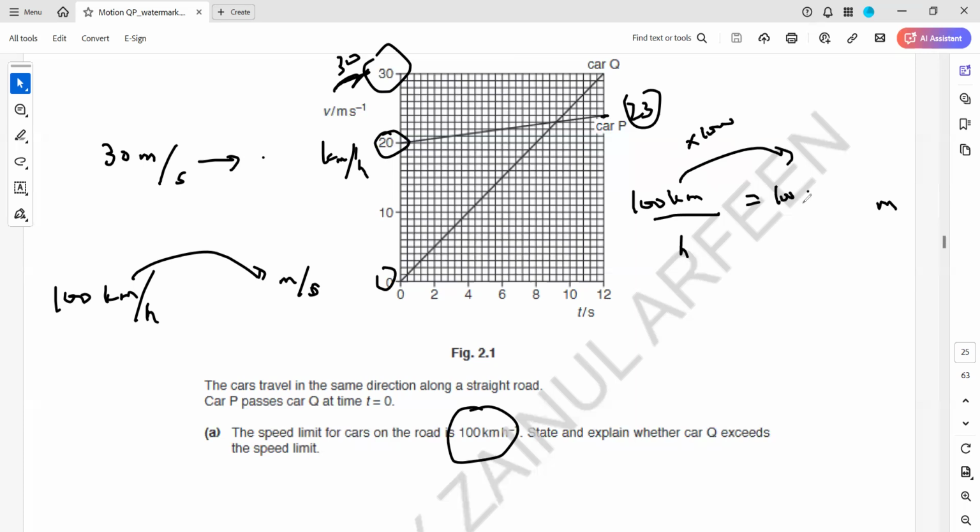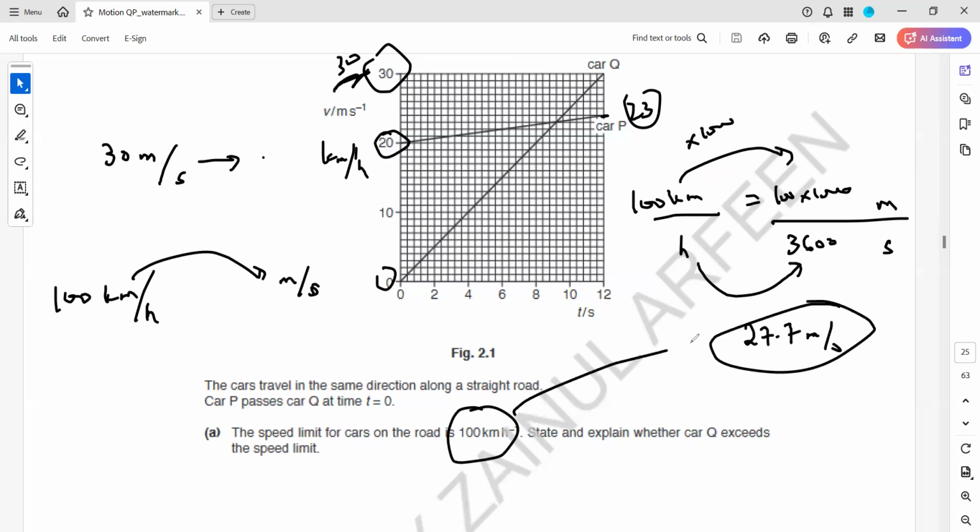So it will be 100 multiplied by 1000, and I'll get meter. The time is in the denominator, which is in hour, but I have to convert into second. First I'll convert hours into minutes, and then minutes into second. Because it is in the denominator, the denominator will be 3600, meaning 60 into 60. So what's the final answer? 100 into 1000 divided by 3600 is 27.7. So 27.7 meter per second is equivalent to 100 kilometer per hour.